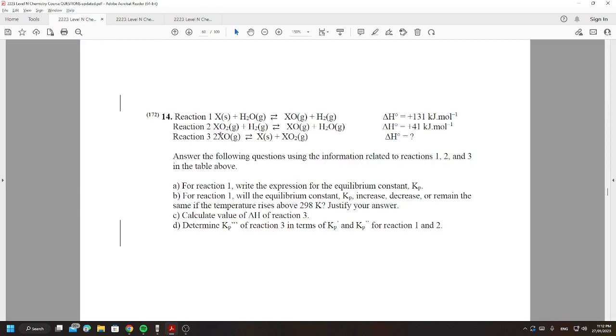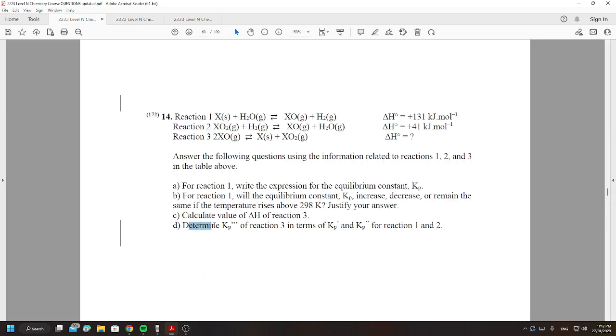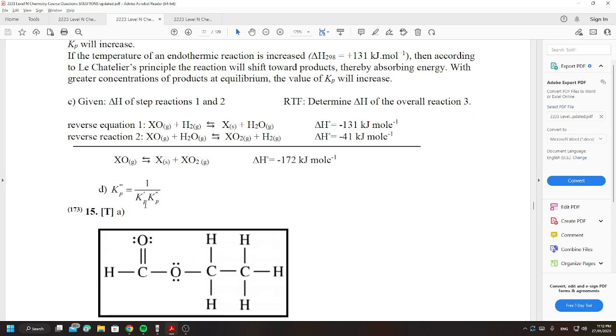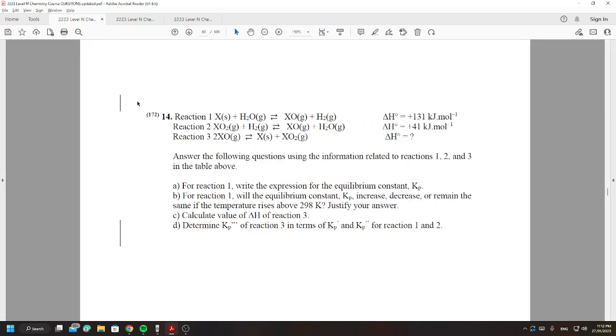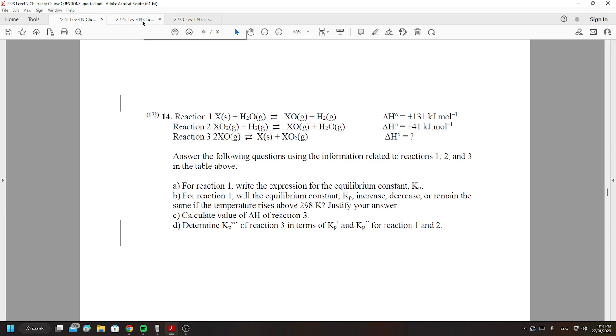Now part D, I actually don't know how to do. So yeah, expression of what is this? Determine K. Is this actually the answer? Okay. You know what? I don't know what they're trying to do here. Wait, let's see. The products in this case are X solid and XO2. Yeah, no, I don't know this. I can't help you guys.